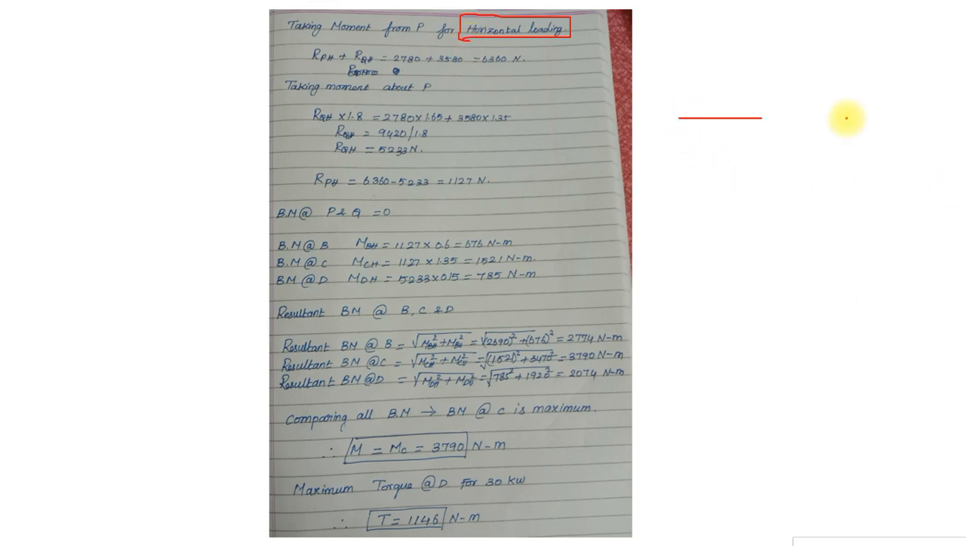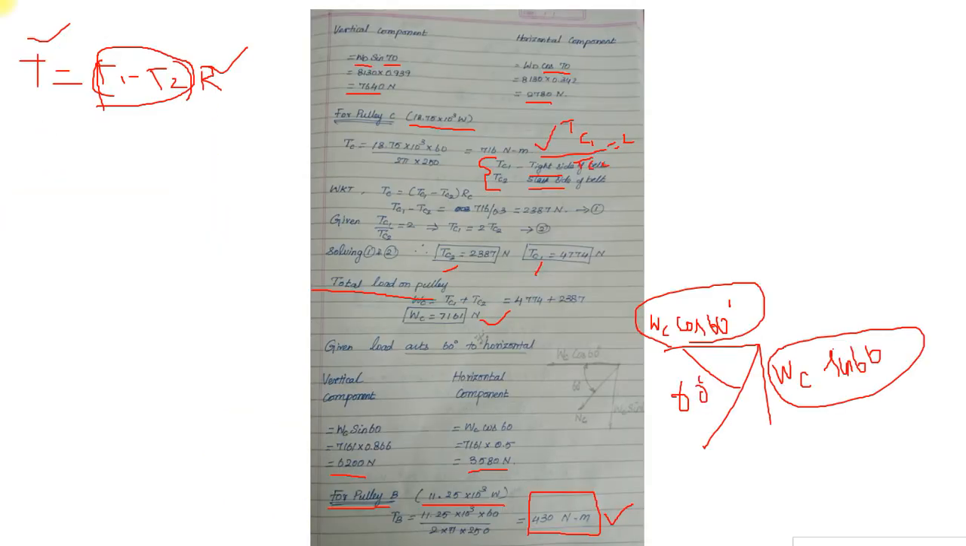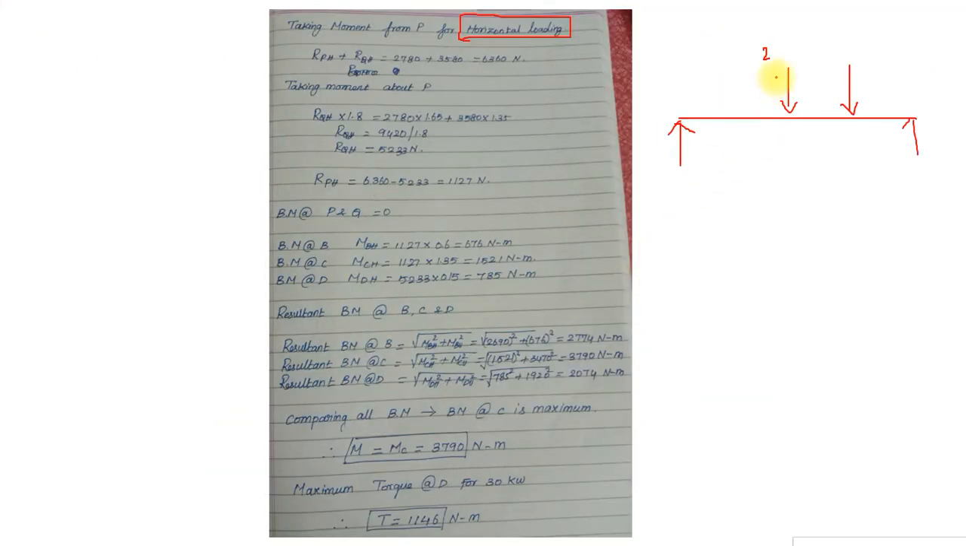In order to find the horizontal component, I have only 2 loads: the load available at D and the load available at C. Okay, let me verify. This is 3580 and this is 2780. So now I have RP horizontal and RQ horizontal.